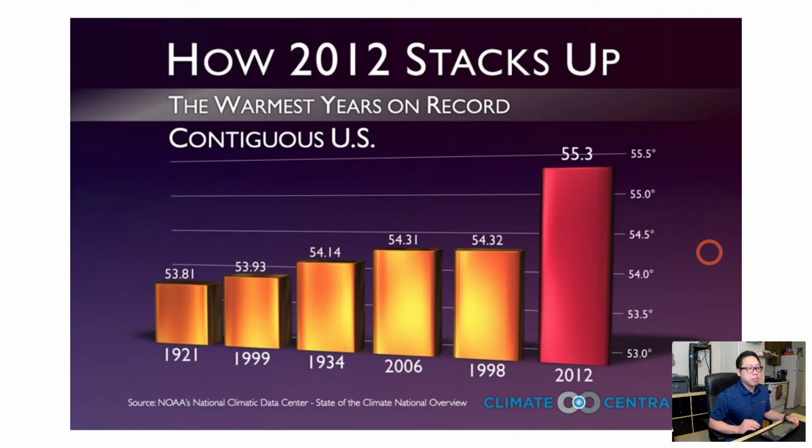Okay, here's another example. It looks like between 1998 and 2012, the temperature from 54.32 to 55.3 almost doubled, right? But in reality, it only went from 54.32 to 55.3, and they cut off the y-axis at 53.